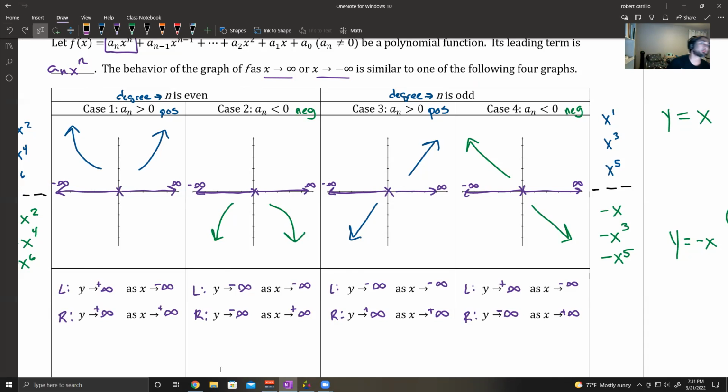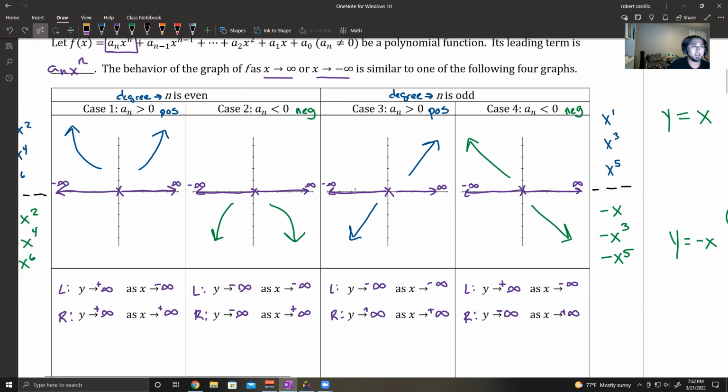There you go. So even, up or down; negative, top right, bottom left; top left, bottom right. Okay. Whew, everybody good with those? Don't worry, we will be referencing them when we get to the next page.